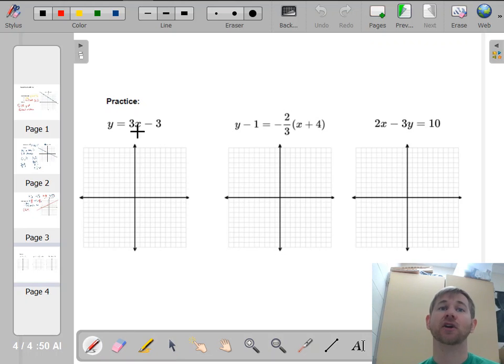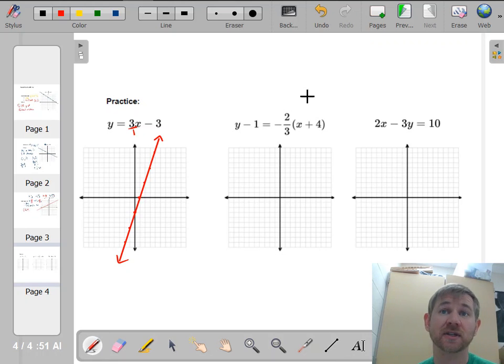So this is in slope intercept. The y-intercept is negative 3 right here. 1, 2, 3. And the slope is 3, which is 3 over 1. So I'm going to rise 3, run 1. Rise 3, run 1. Rise 3, run 1. That's the same as going left or down: down 3, left 1. All those points are potential intersection points, so it's important that you plot them all.